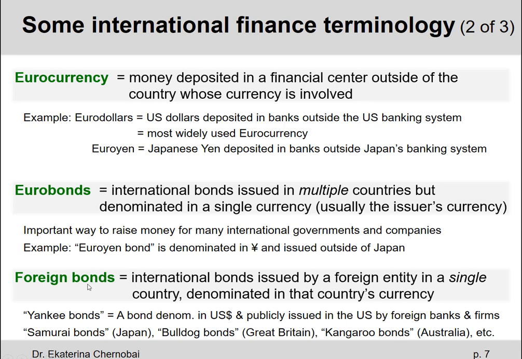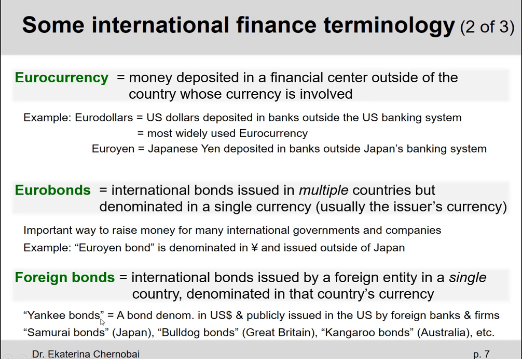Foreign bonds are actually very similar to euro bonds. Foreign bonds are also defined as international bonds issued by a foreign entity. So entity means, again, either some company or a government in a single country rather than multiple countries, denominated in that country's currency. So let's look at some examples.